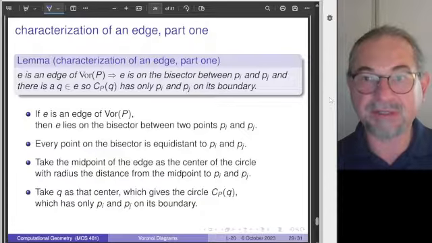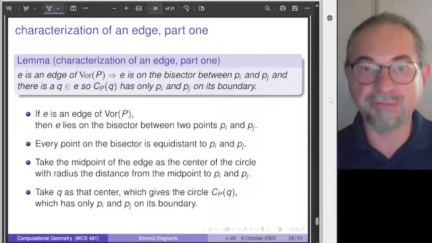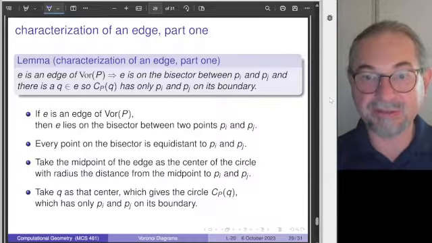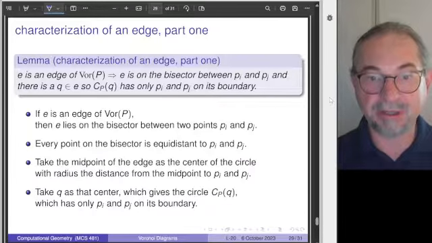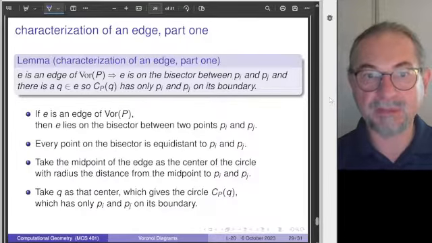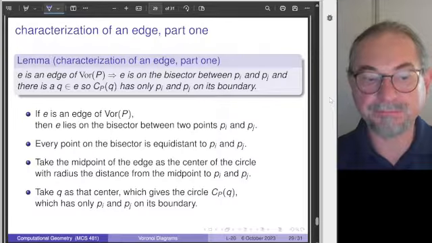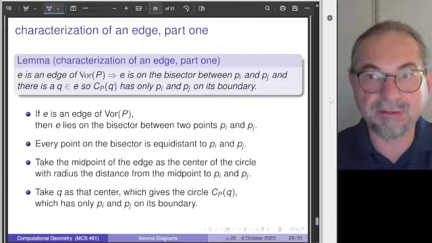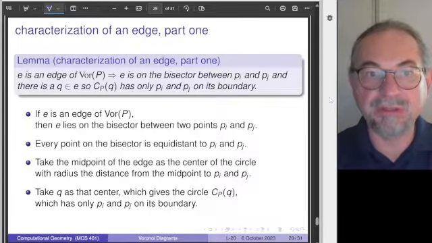Every point on the bisector is equidistant. So if you take the midpoint of the edge and construct the circle with Q as the center and radius the distance from that midpoint, then that gives a circle that contains no other point other than the 2 points pi and pj on the boundary. And the statement of the lemma follows. So in some sense, the proof here is a little bit slower, spelling out what it means to be an edge of a Voronoi diagram.